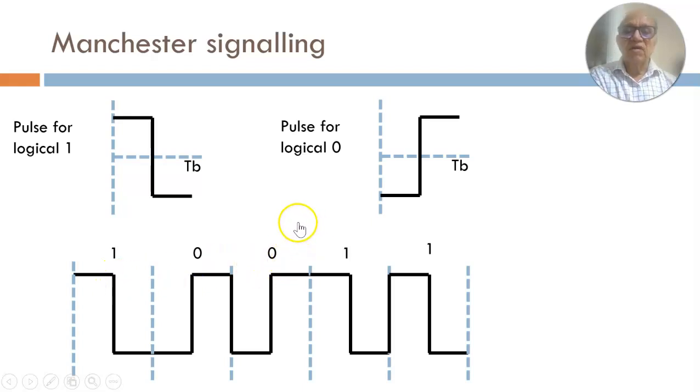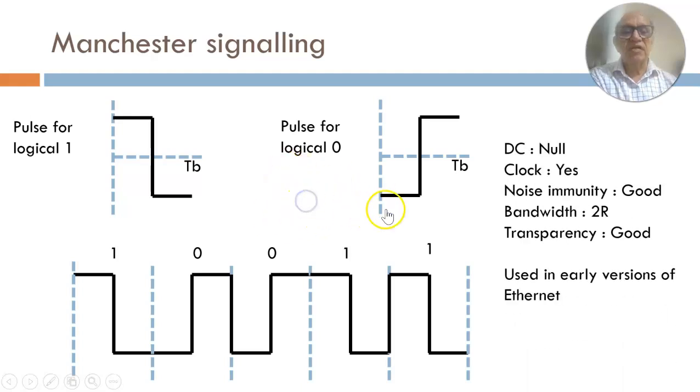All right. What about the various parameters on the basis of which Manchester signaling can be compared? It can be shown that it does not contain DC, as you can imagine qualitatively, because for each bit it has a positive component as well as a negative component which is equal and opposite. Therefore you expect null in DC. Can you extract the clock? Yes, you can extract the clock from this. Noise immunity is good, similar to polar signaling. But the bandwidth in this case is 2R.